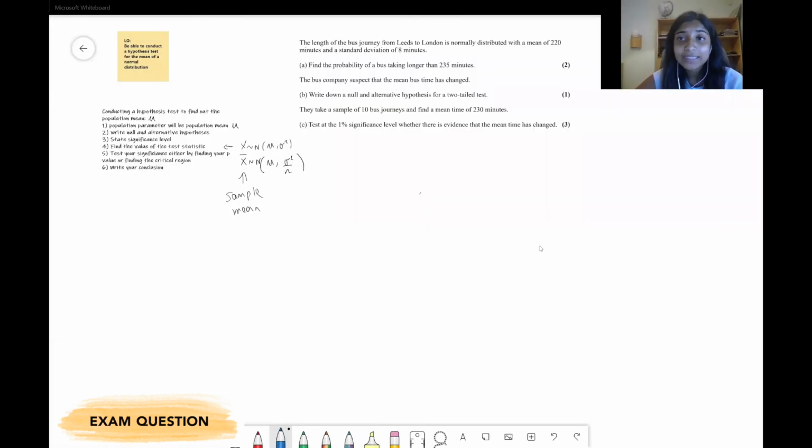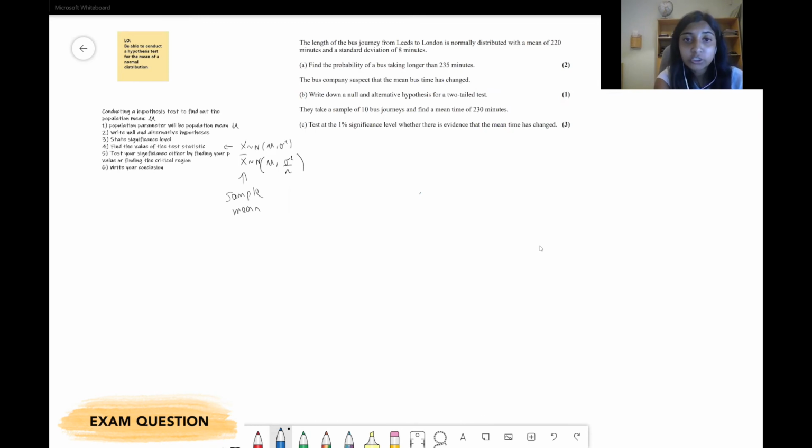So we have another exam style question here. Feel free to pause the video and try it out for yourself first. The length of the bus journey from Leeds to London is normally distributed with mean of 220 minutes and a standard deviation of 8 minutes. Part A, we want to find the probability of the bus taking longer than 235 minutes.